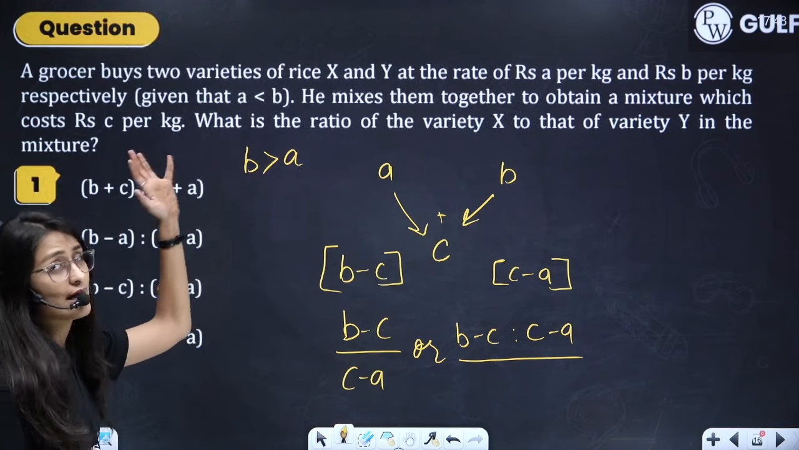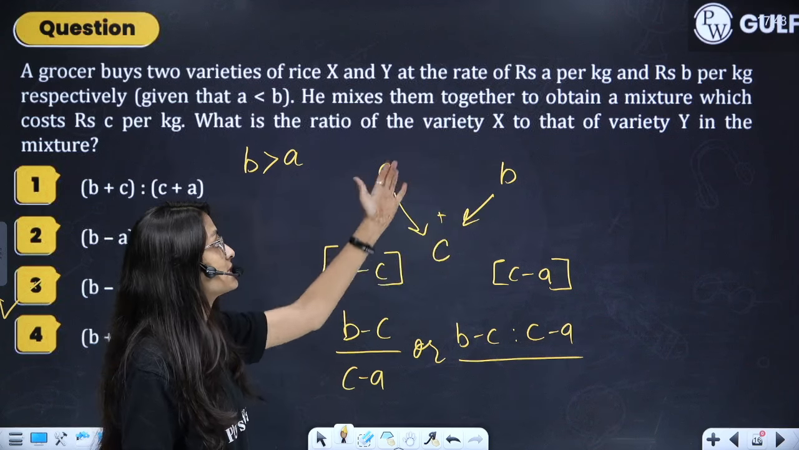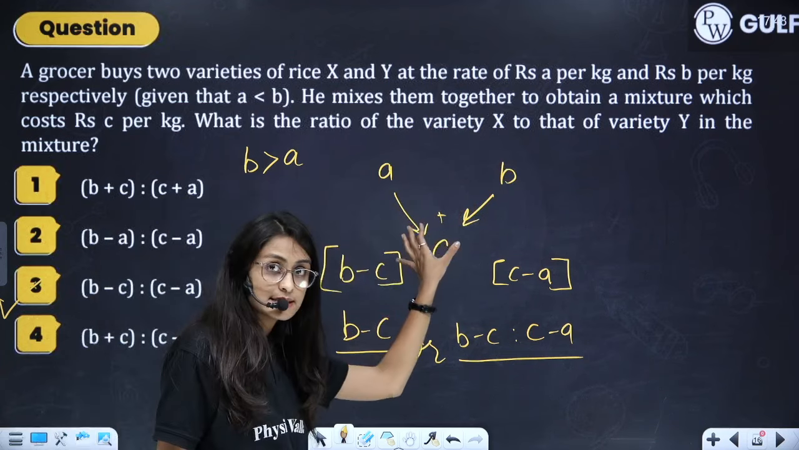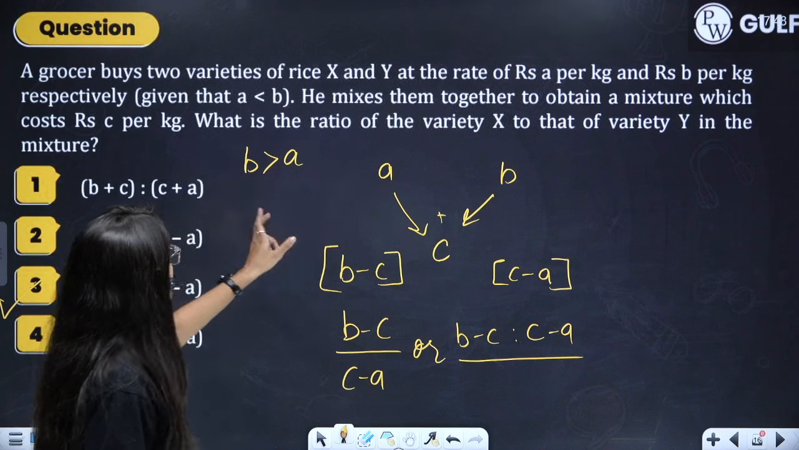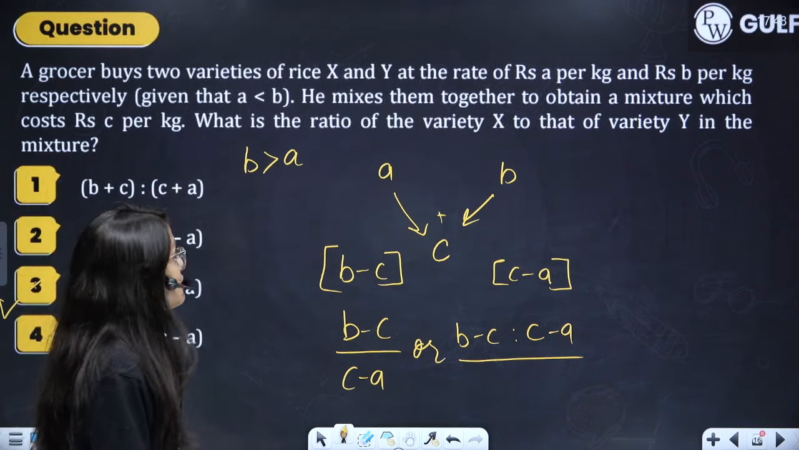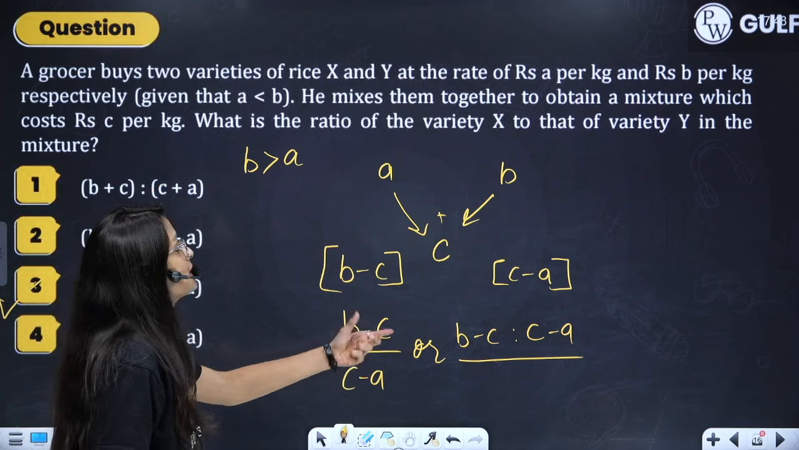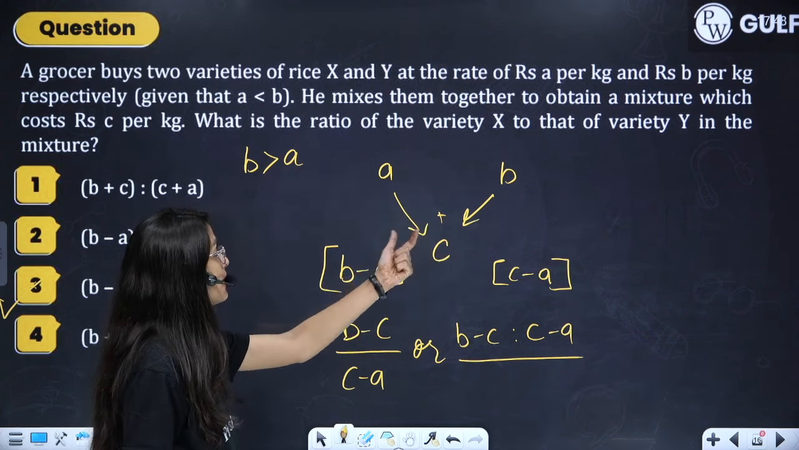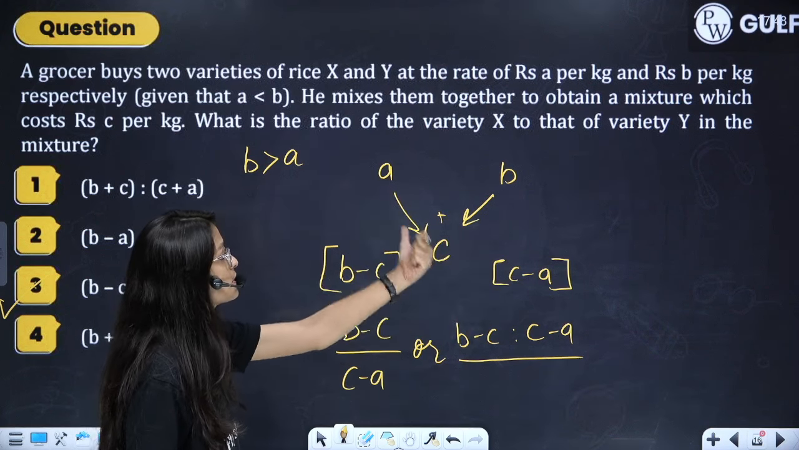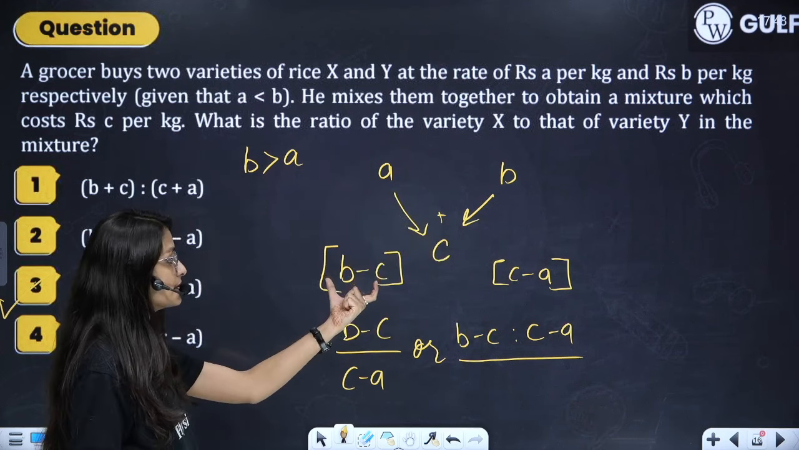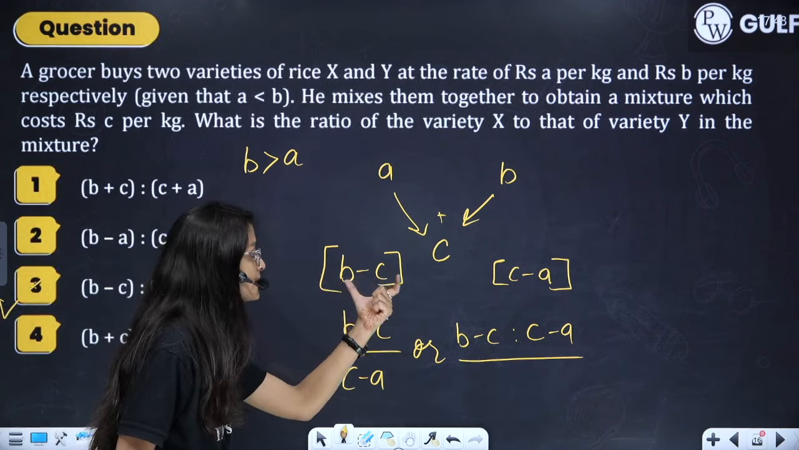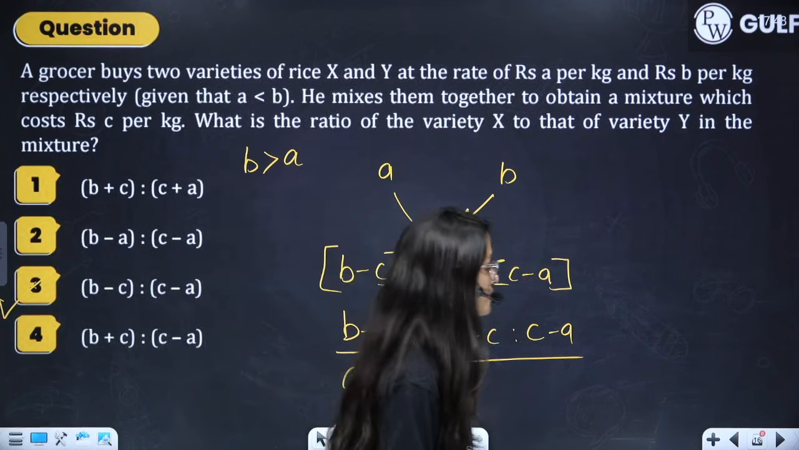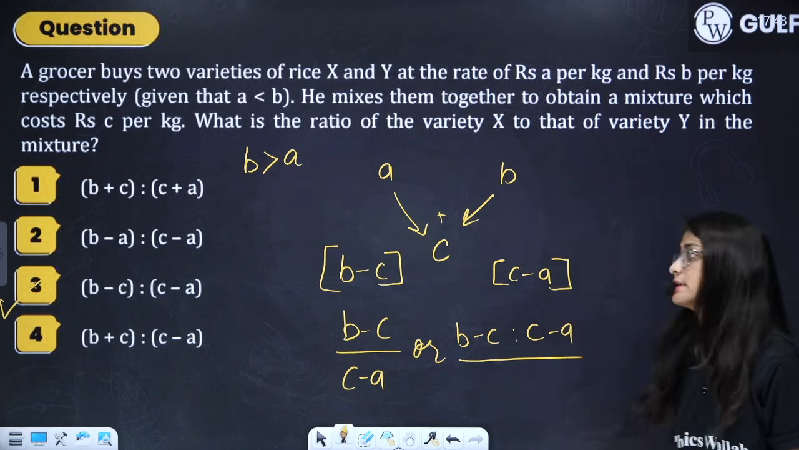Again, I'm repeating this one here. He has bought two varieties X and Y, where X is A per kg and Y is B per kg. He is making a mixture of it and selling at C. Now we need to check what is the ratio of variety X to that of variety Y in the mixture. So to check that, I'll do B minus C. Why? Because C is lesser than B, and C minus A for A because B is greater than C. So that's why I'm doing B minus C, and here A is lesser than C, therefore I am doing C minus A over here. I hope you all understood this.